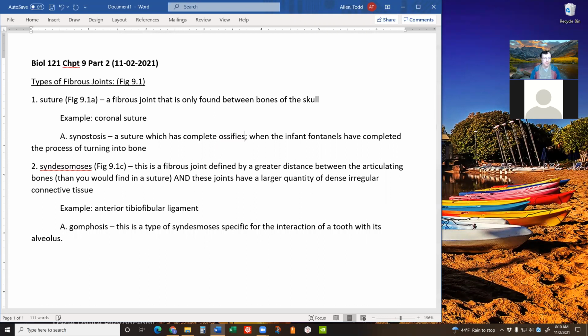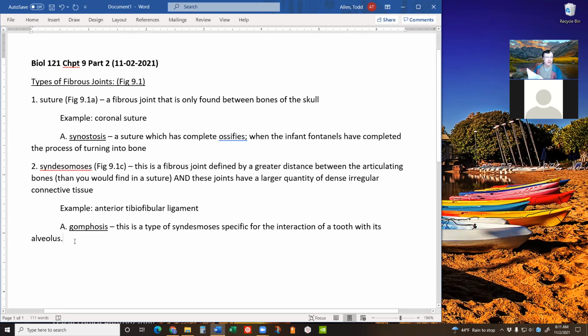I'm bringing these up because they are legitimate vocab words for testing purposes, right? So synostosis is something I want you to pay attention to. Gomphosis is something I want you to pay attention to. A synostosis is a type of suture. A gomphosis is a type of syndesmosis. Okay, folks, that would be the types of fibrous joints.